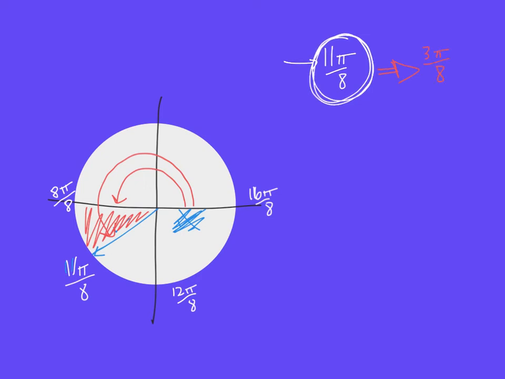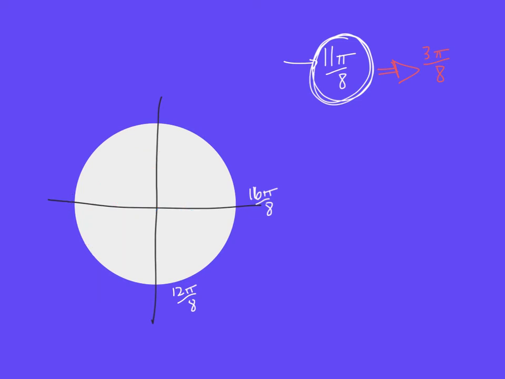All right, let's try another one. Let me erase this one. Give me a sec. I may have to rewrite some stuff, but there's things in my way. All right, so let's try 13 pi over 8. From before, I know that this is 8 pi over 8. This is 16 pi over 8. And this is 12 pi over 8. So 13 pi over 8 is right here. That's 13 pi over 8.